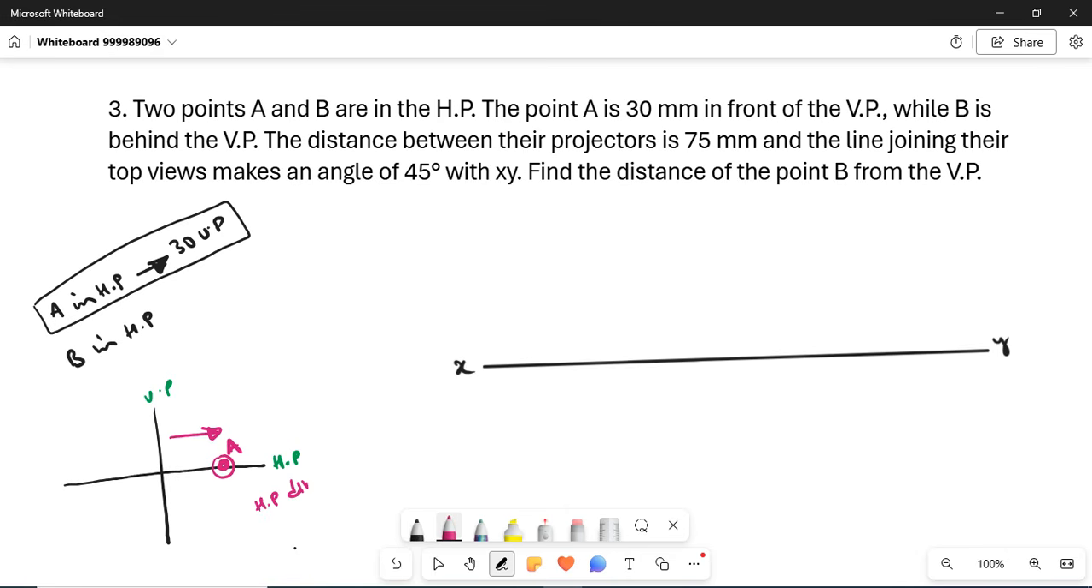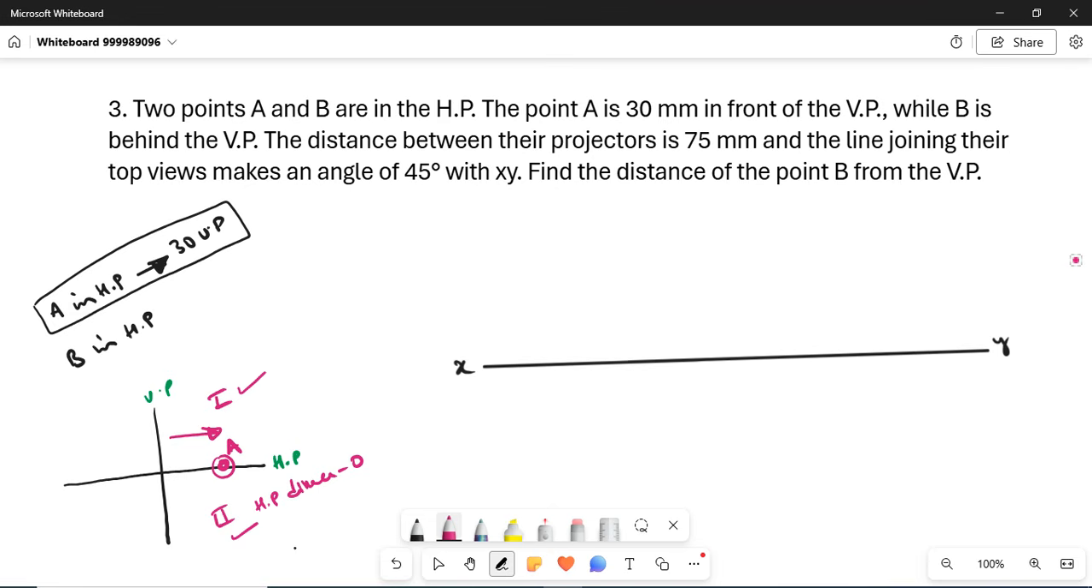HP distance is 0. But we can say that here the expected quadrant will be either the first quadrant or the second quadrant. So as we discussed, the distance from the HP is 0. The solution will be the same. Either we can take the first quadrant or the second quadrant. So I am taking here the A point in the first quadrant.